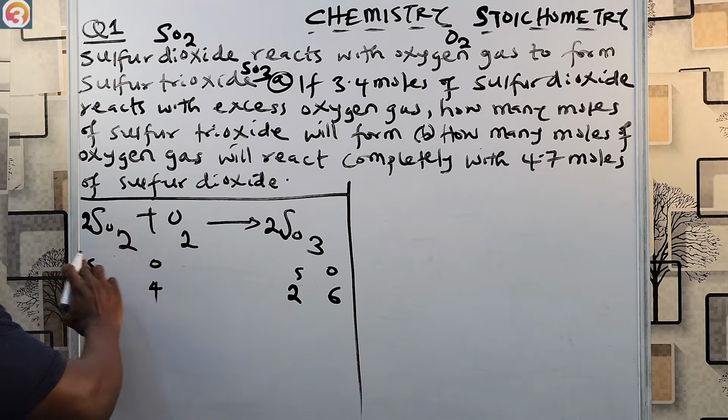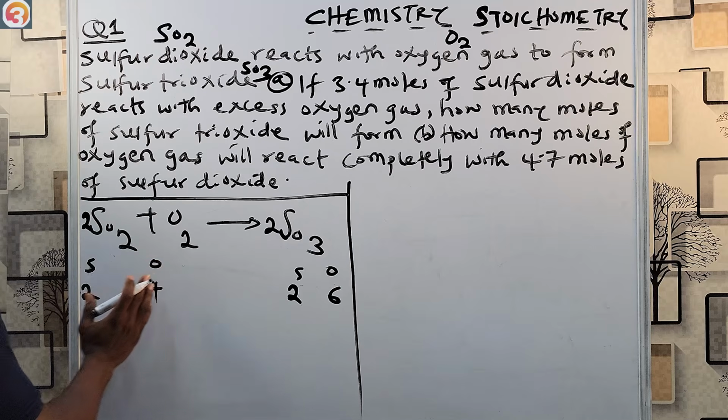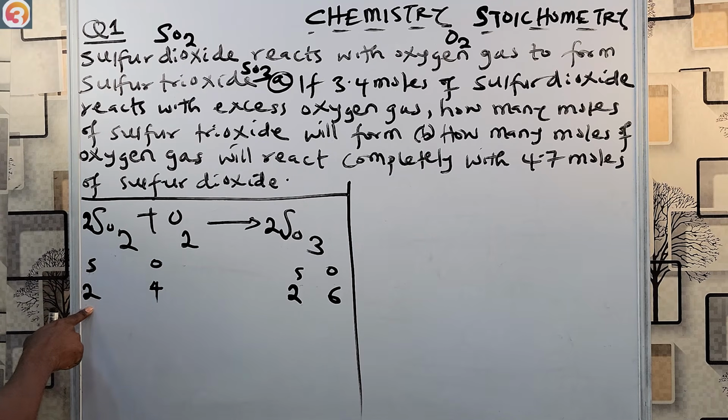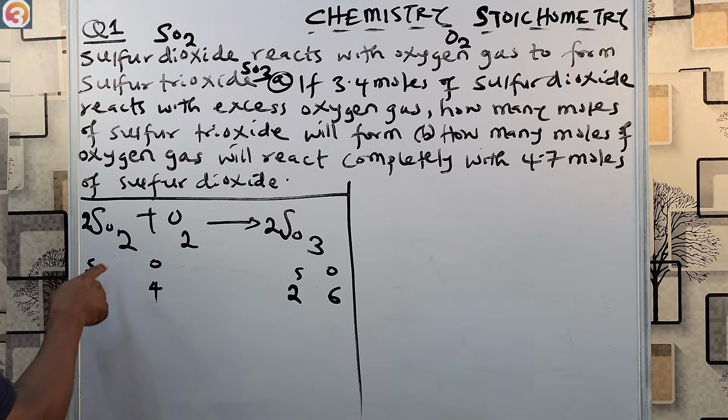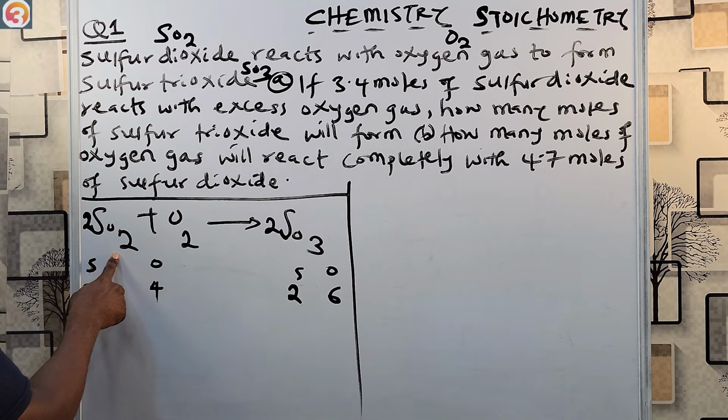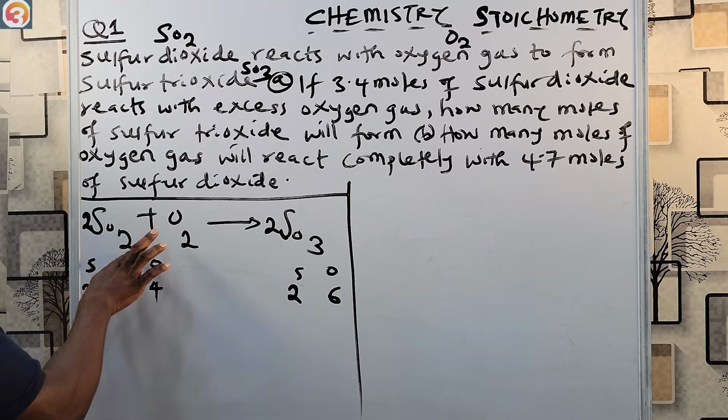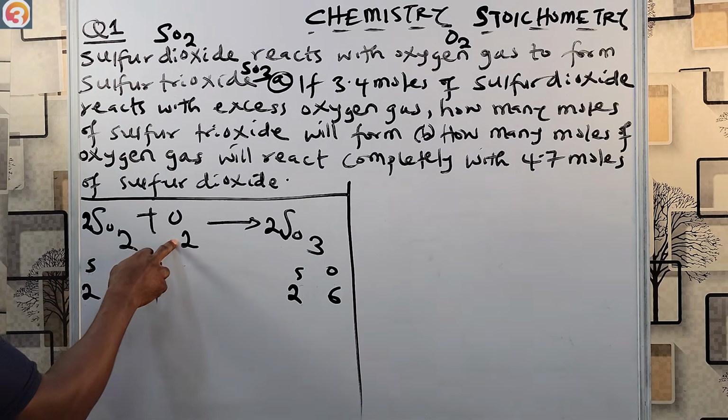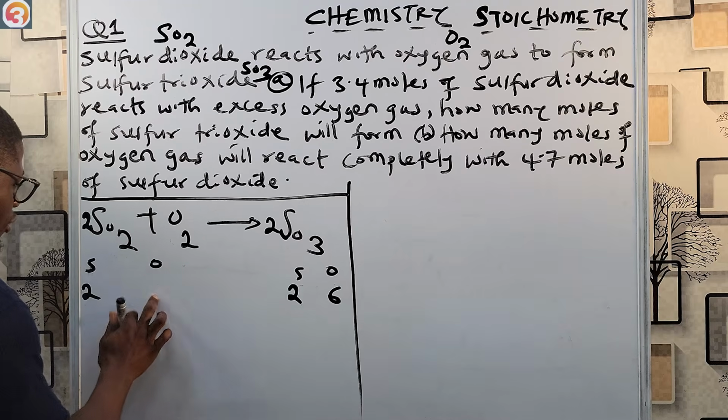This one is the number of oxygen on the reactant side. 2 times S is 2S. That means sulfur has 2 atoms. But oxygen will have 2 times O2, 2 times 2 is 4. Then plus this 2 again that is here, plus this 2 here, that will be 6.